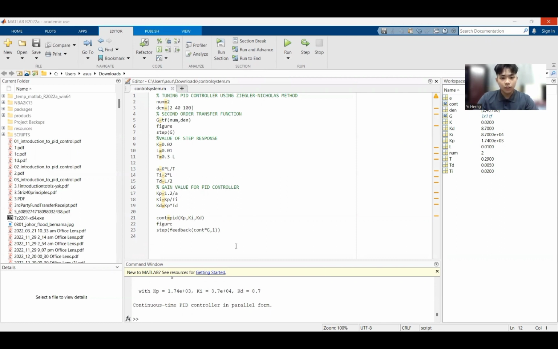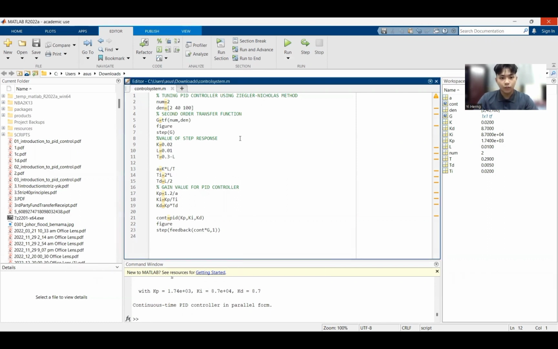I'm going to present the demo simulations in MATLAB of our group assignment. The transfer function that we use is a second order transfer function. This is the code for our transfer function. Then there is code for our step response, and then the gain values of the PID controller, which are the proportional gain, the integral gain, and also the derivative gain. So now let's run the code.